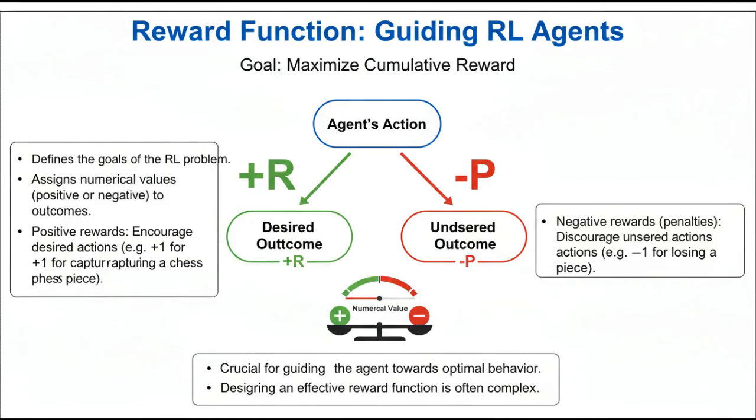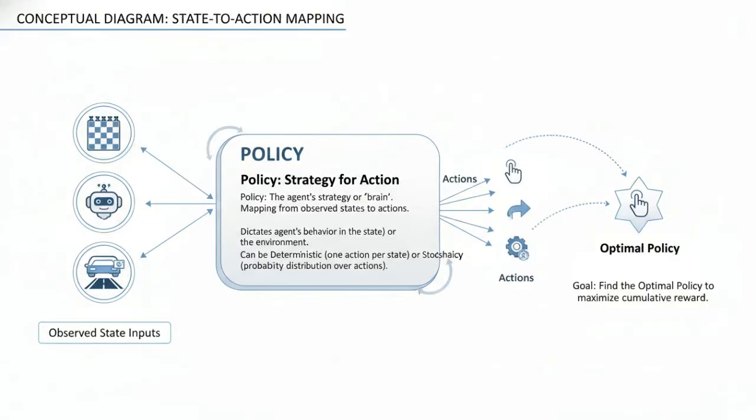Alternatively, it can be stochastic, where for each state, the policy specifies a probability distribution over possible actions, allowing for an element of randomness. The ultimate objective in many RL problems is to discover an optimal policy, one that consistently guides the agent to choose actions that maximize its expected cumulative reward over the long run. As the agent learns through trial and error, it continuously refines its policy to make better decisions.